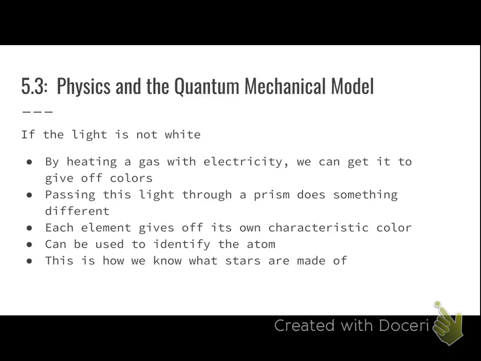Each element has its own characteristic color, which acts like a fingerprint to be able to tell which element it's going to be. We can use this to identify what atoms are in a specific substance. This is how we know what stars are made of. Stars are able to emit light, and by getting the characteristic colors of that light, we are able to tell what elements are in a star that are producing the different colored light that we're seeing, even though they're very far away.